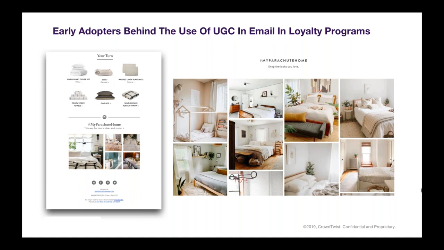I'm going to throw a question to both of you. Why do you think retail has been an early adopter behind the use of UGC and email and loyalty programs? I can take a stab at that. We know that the retail industry is incredibly visual, and it's no secret that visuals are powerful for driving customer engagement. The reason the retail industry is so visual is that whether you're selling apparel or automobiles or beauty products or anything, you're selling an identity. It's an aspiration of who the customer wants to be. And the only way to convey such a complex message is through visuals.